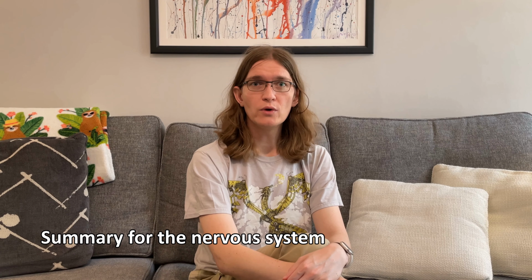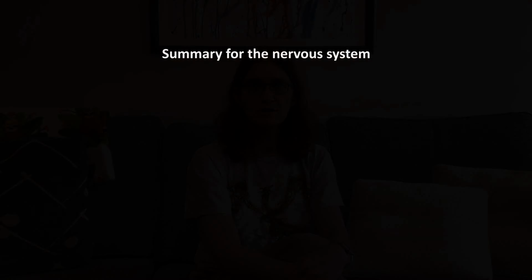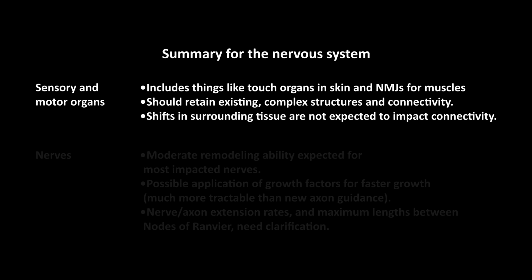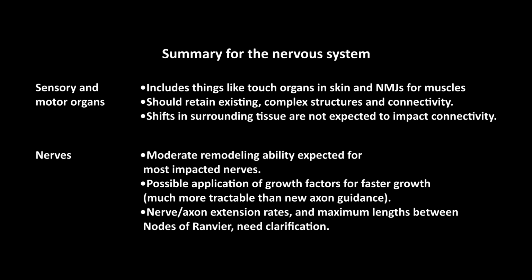So overall, what do we need to keep in mind about the nervous system? First, there are many sensory and motor organs in the head. We want to keep these intact and avoid disrupting connectivity as much as possible. Some changes in their size or shape should happen automatically as needed, though. More prominently, a few key nerves in the head and neck will need to extend, especially the optic nerve, trigeminal nerve, facial nerve, and hypoglossal nerve.